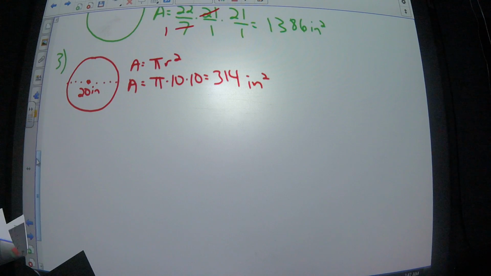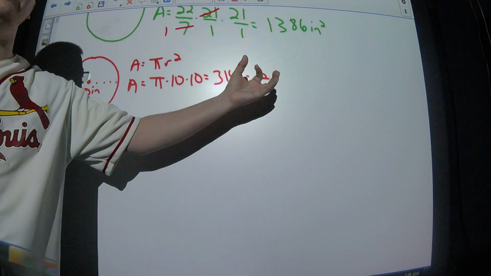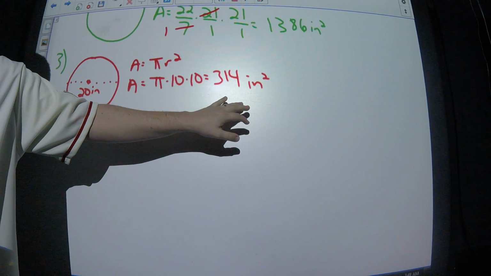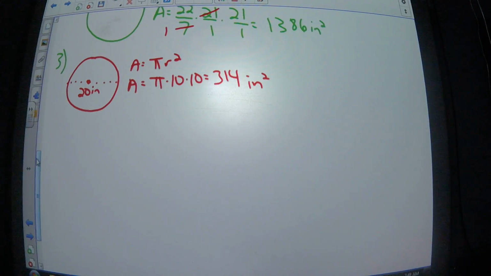So pay attention to what they want you to use pi as, what number to use, and if they don't tell you, then use 3.14. You can use the pi button, but your answer is going to have some decimal places, so it's going to be close to what this would be, but just a little off because of all the decimal places that you have to deal with.